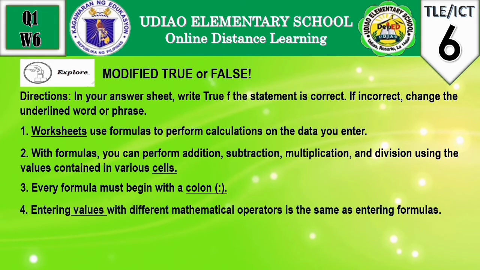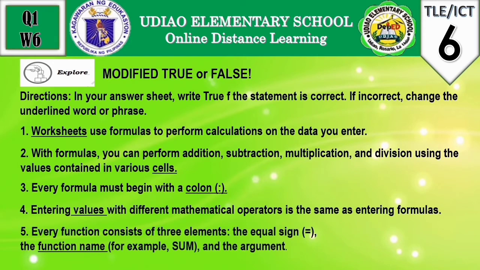Number 4. Entering values with different mathematical operators is the same as entering formulas. And number 5. Every function consists of three elements: the equal sign, the function name, for example sum, and the argument. I will give you 1 minute to answer this.